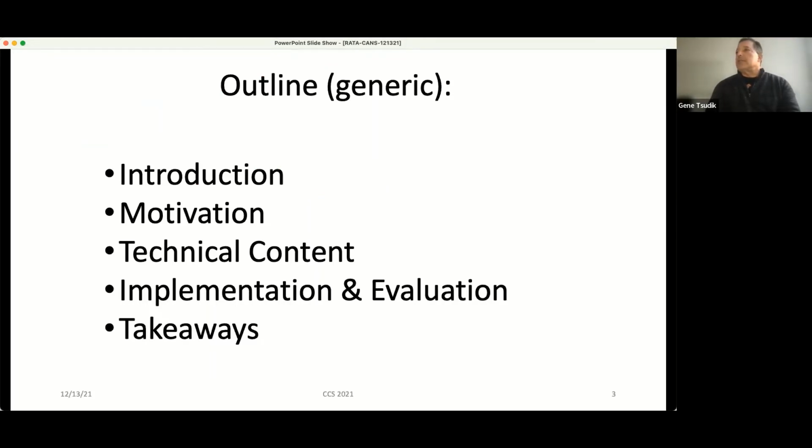Like all talks, there should be an outline. And here we have a very generic outline of this talk. I just included it because every talk should have one.